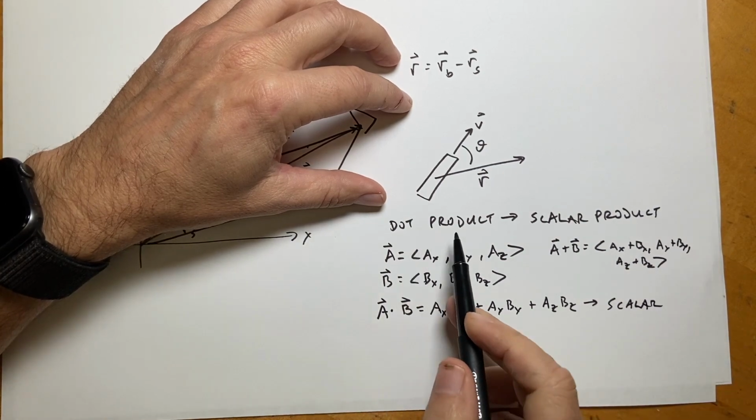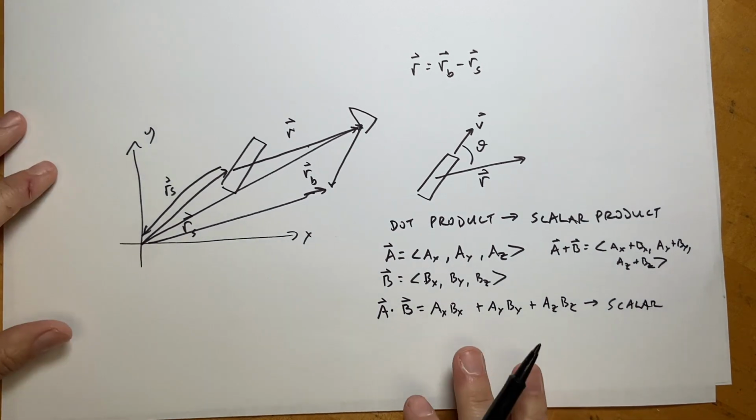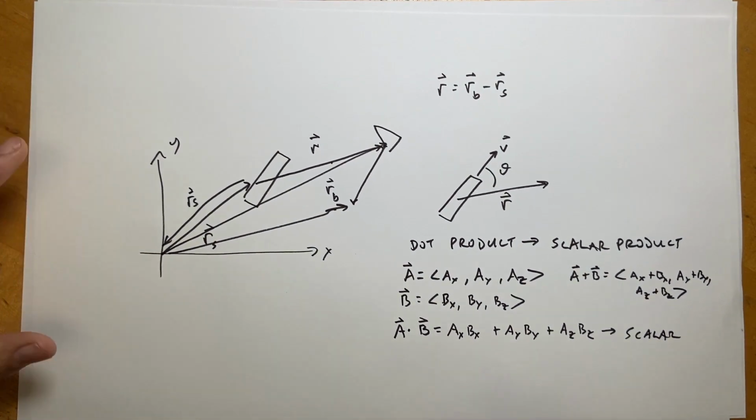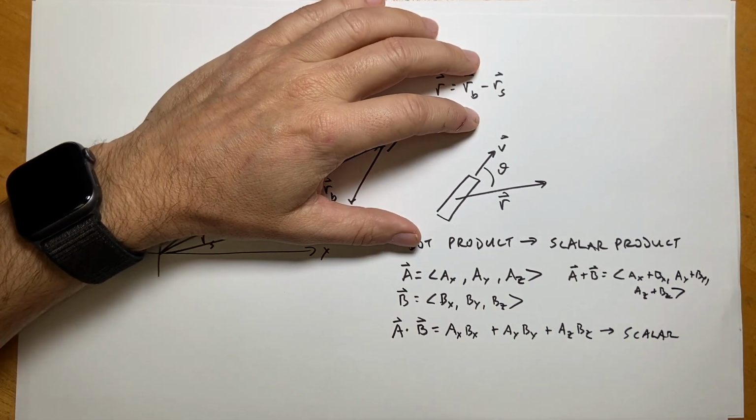And that's why this is called the scalar product. And we use this for things like calculating the work done by a force. In physics, that's what you'll see it as, calculating the work done by a force. Now, there's another way to calculate the scalar product, the dot product.